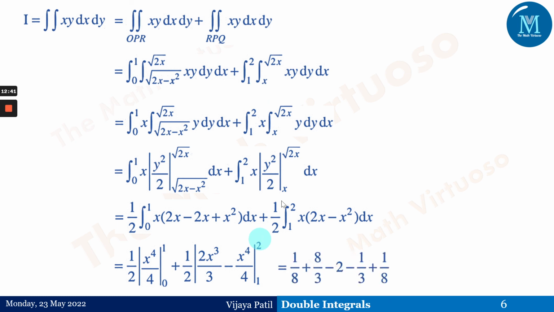Please pause the video and try to get the answer on your own, whatever answer I have on the screen. The final answer we are going to get is 7/12. I'm keeping it on the screen so that you can pause the video here and try to get the answer 7/12 of this double integral, so that you will definitely get practice of this.